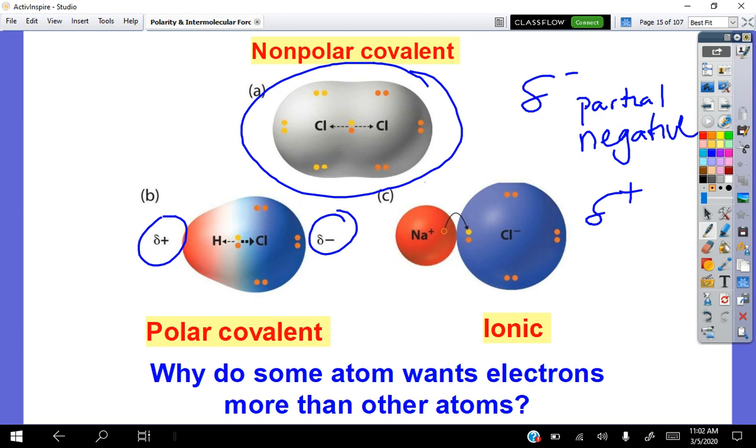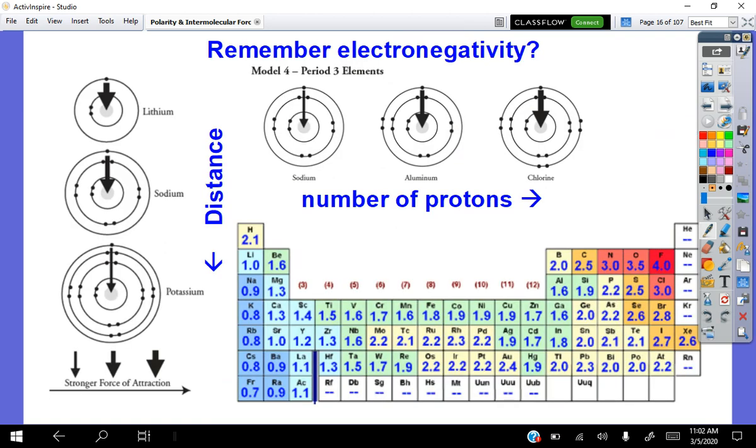Now, this is even different from our ionic scenario, because ionic is a complete transfer of electrons. Notice that these electrons are still being shared, but they're not being shared equally. So there is a slight difference there. Now, the way we can figure out how or where unequal sharing will occur is dependent on the types of atoms in our bonds. Previously, we've talked about electronegativity. That's the ability of an atom to attract electrons toward itself.